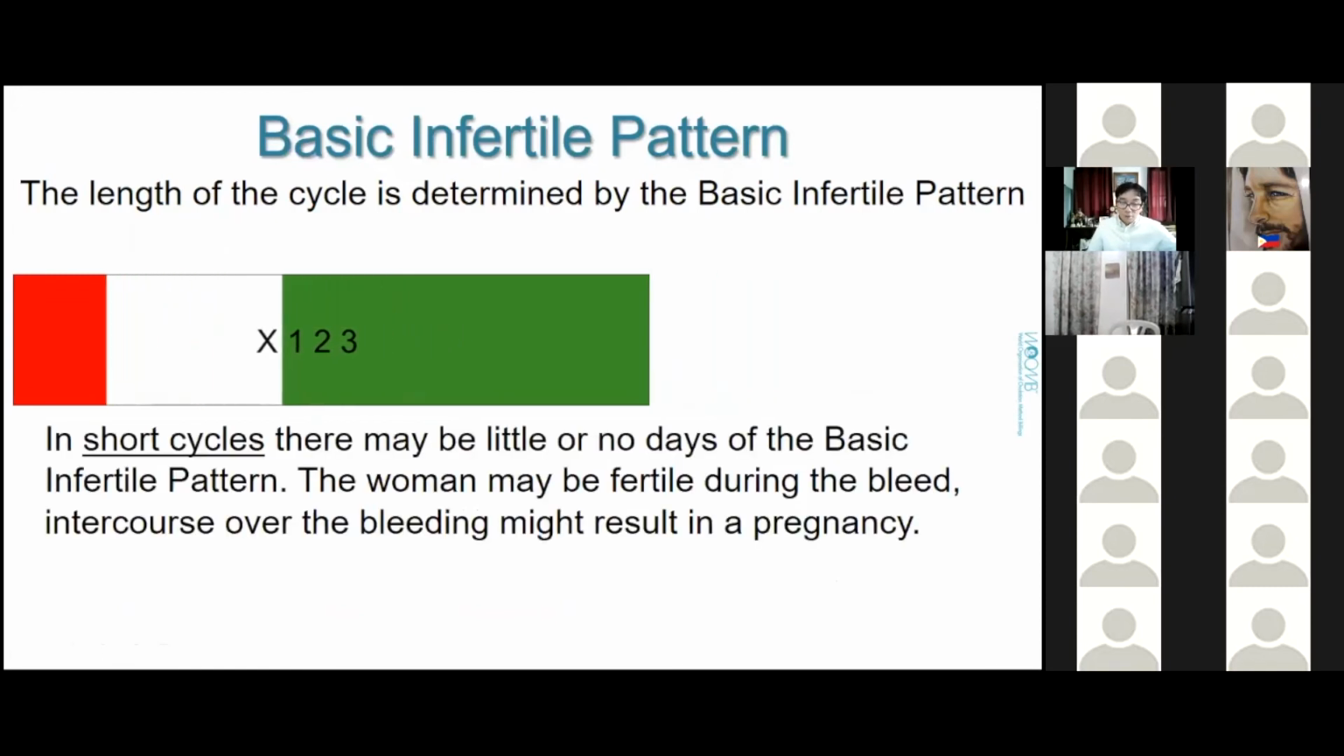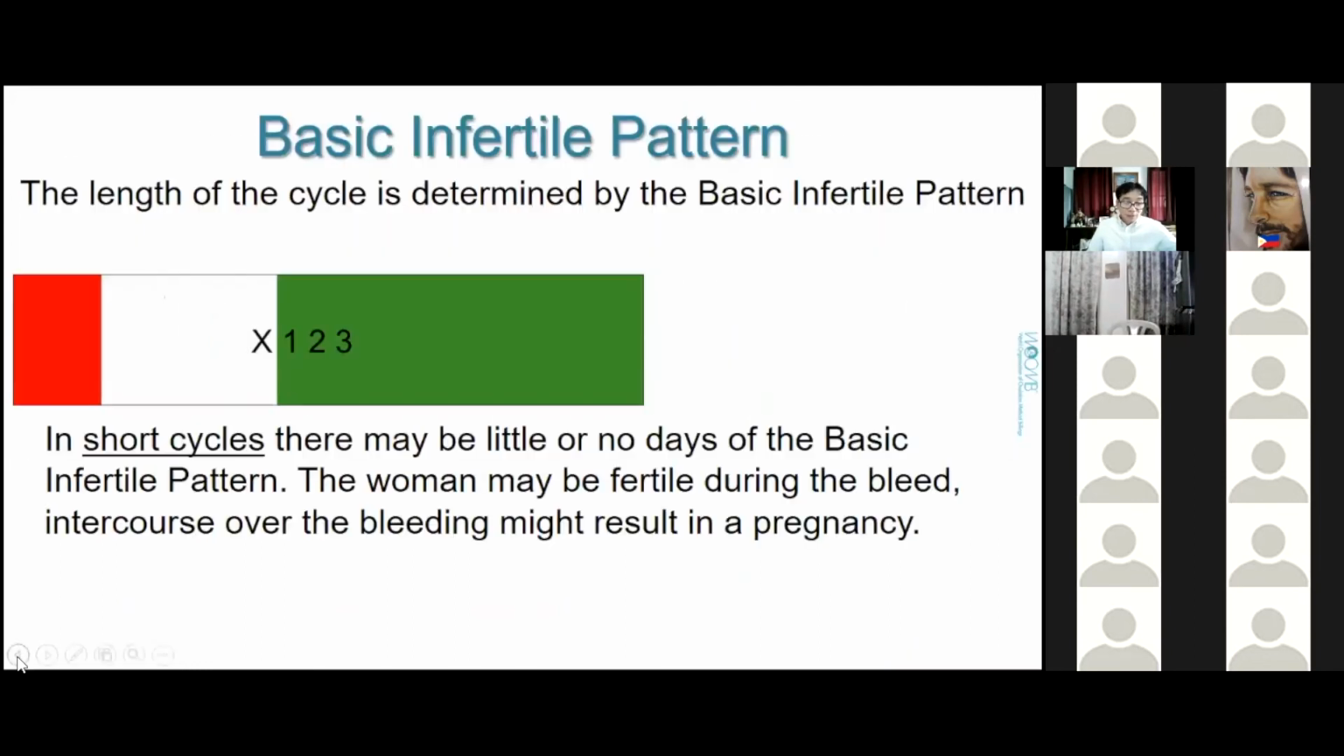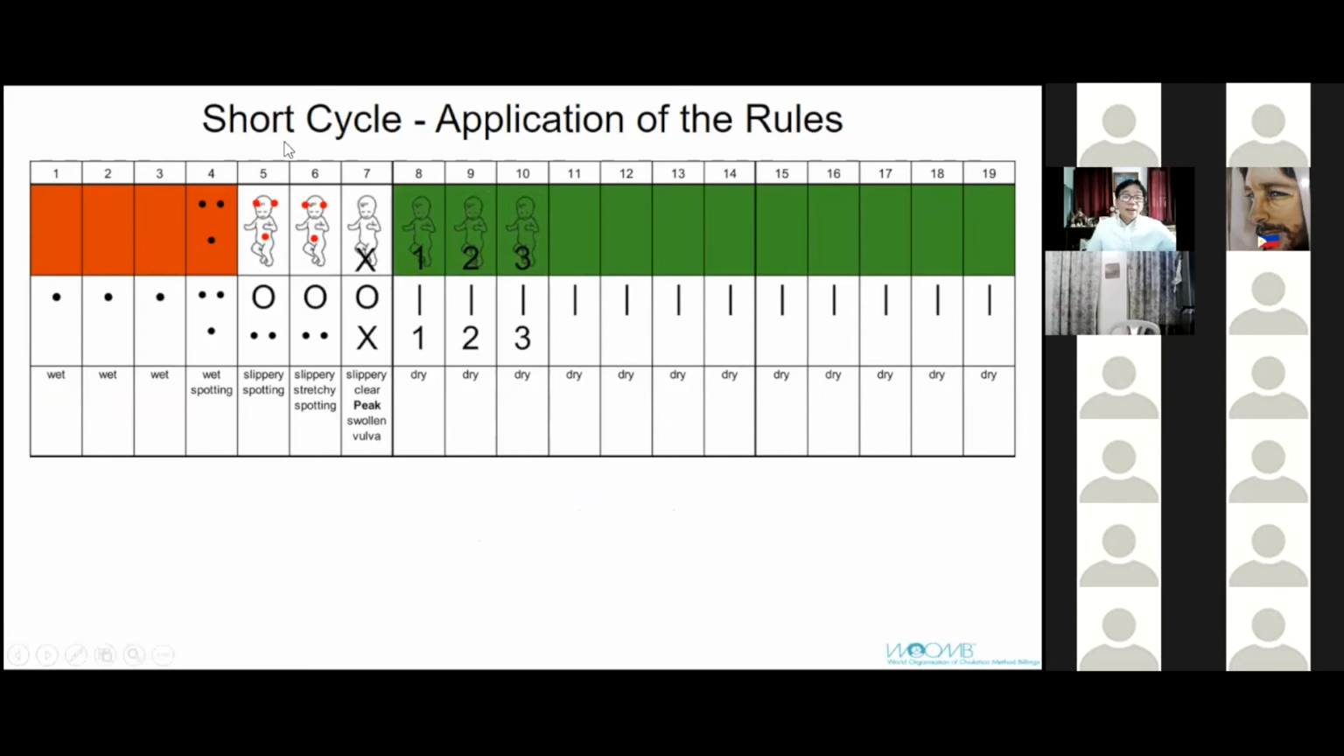And you are well versed on this one. A short cycle, let me repeat, this is a short cycle. A short cycle is a condition wherein menstruation and mucus are intertwined. Look at day 4, wet spotting. Look at day 5, bleeding with slippery mucus. Day 6, bleeding with slippery sensation. And day 7, that is the peak day. Remember, there is no bleeding during the day of ovulation, no bleeding.